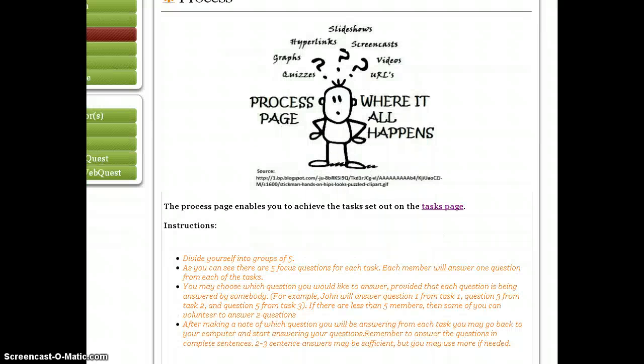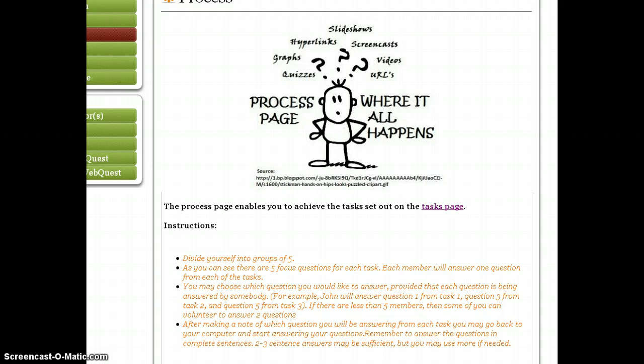The instructions are to divide into groups of 5, and since there are 5 focus questions for each task, each member will answer 1 question from each of the tasks. You may choose which question you would like to answer, provided that each question is being answered by somebody. For example, John will answer question 1 from task 1, question 3 from task 2, and question 5 from task 3. If there are less than 5 members, then students can volunteer to answer 2 questions.